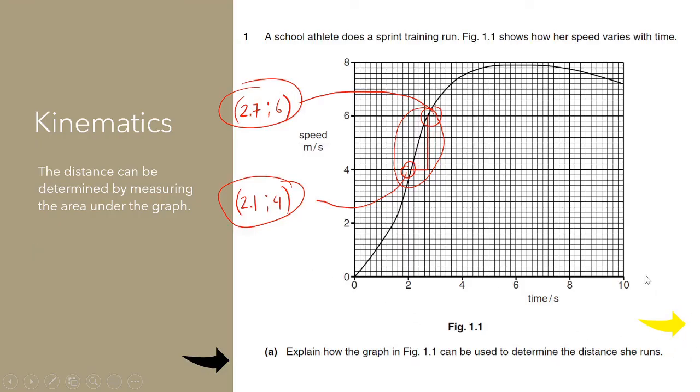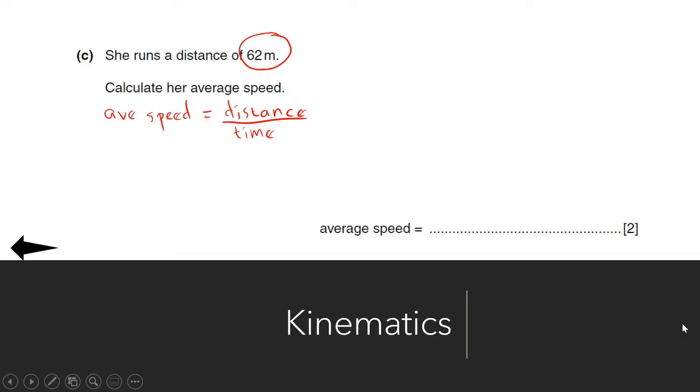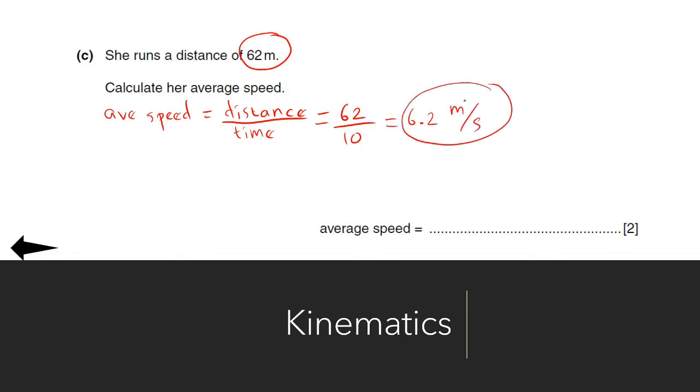From the graph, we know that the time needed is 10 seconds. Now we can calculate the average speed. This is equal to 62 over 10, which equals to 6.2 meter per second. This is the answer. Write down on the provided space 6.2 meter per second. Again, use the correct unit for the answer.